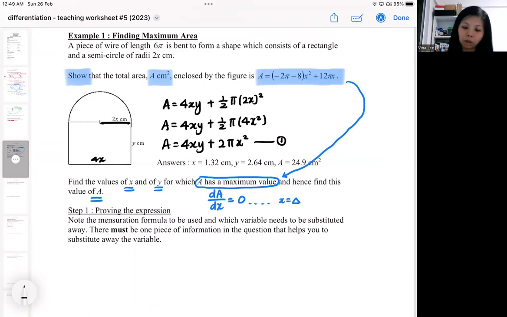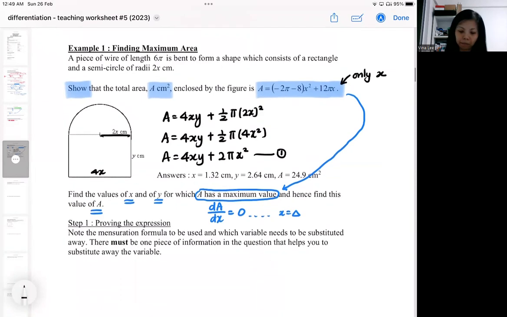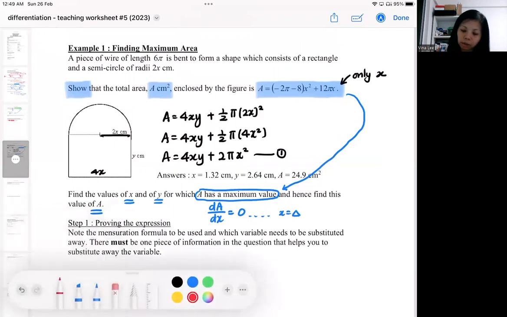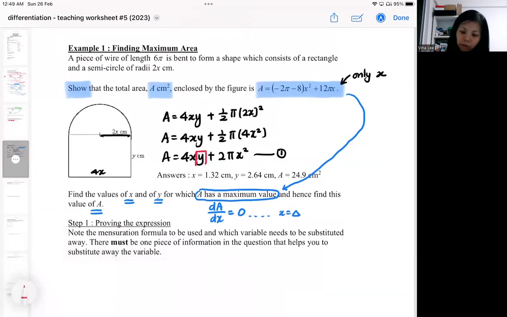If you compare to what they would like you to show, this expression only has x, but your current expression has x and y. So you must get rid of one of them. Definitely you will need to get rid of the y. So how are you going to get rid of the y? You use the information that they give you.